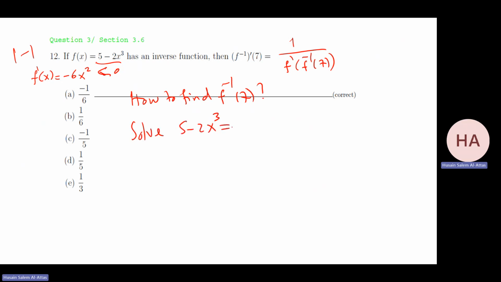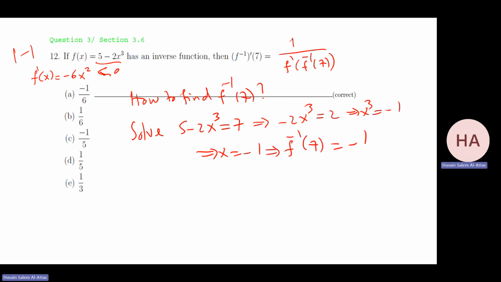5 minus 2x cubed equals 7. That means minus 2x cubed equals 2. So I have x cubed equals minus 1. That means x equals minus 1. So f inverse at 7 equals minus 1. So that means f inverse prime at 7 will be 1 over f prime at minus 1. And this is f prime. So that will be 1 over minus 6, which is minus 1 over 6.